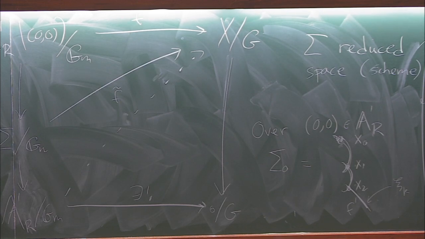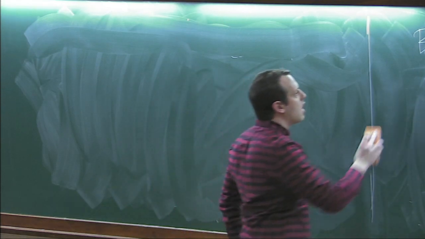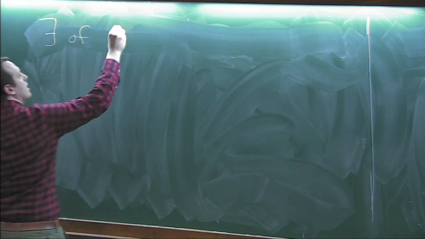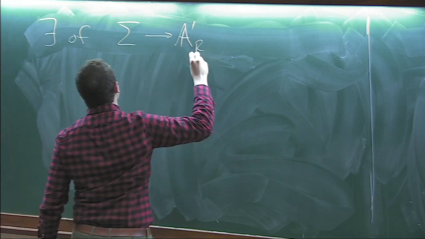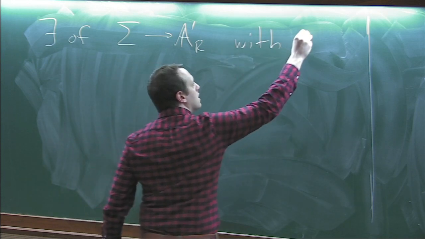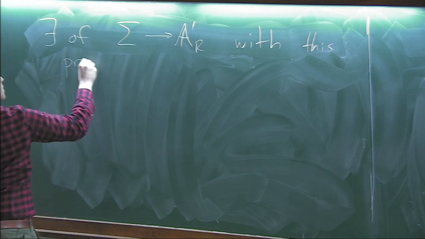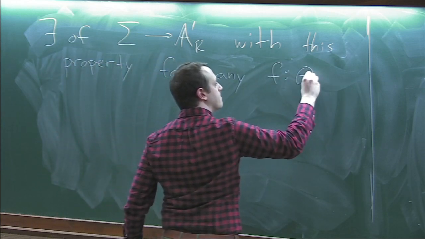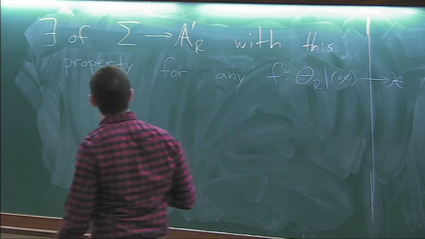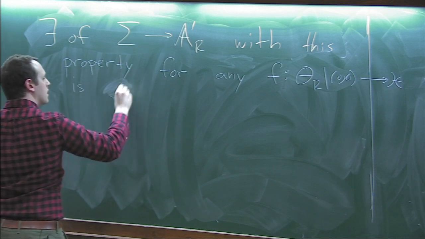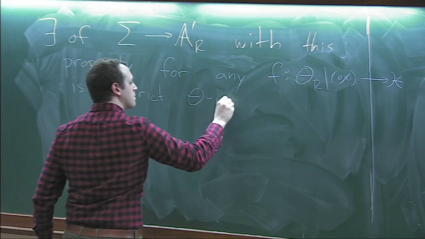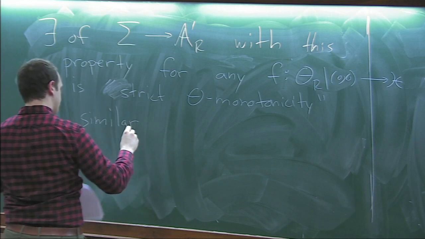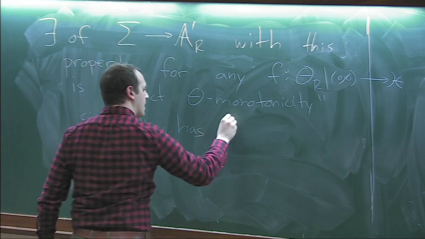You might call this condition theta monotonicity or S monotonicity, depending on whether you're working with A1 mod G_m or with this ST_R bar. So the condition is the existence of a sigma, A1 mod G_m, with this property, for any family, is called theta monotonicity or strict. And I'll say similar, we have what are called S monotonicity.